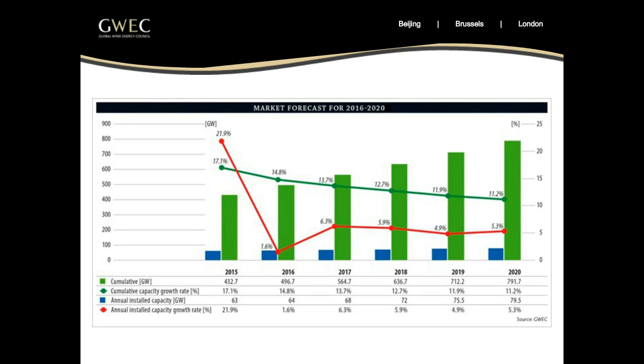So looking forward, we'll see that markets start to pick up again, growing from 63 to 64 next year, breaking 70 gigawatts per year in 2018 and getting close to 80 by 2020, where the global cumulative installed capacity should be getting close to about 800 gigawatts in total.